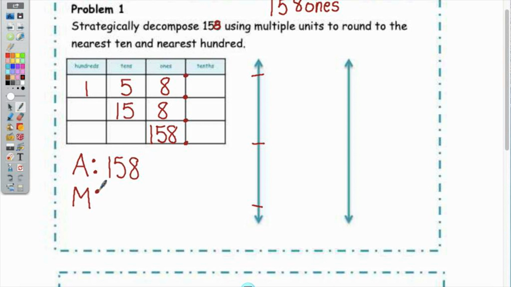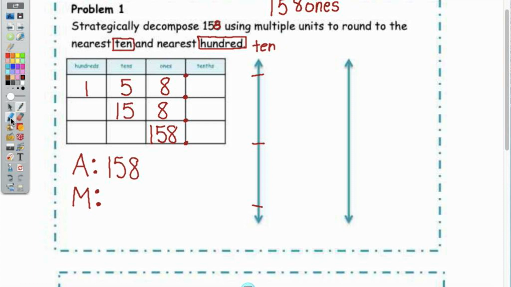Then underneath the A, you're going to write an M, because the midpoint is going to help us. I'm going to show you how that works. So just write an M and we'll come back to that. The directions say to round it to the nearest 10 and the nearest 100. We're just going to do the nearest 10 for right now. So put the word 10 above the first number line. Okay? We're rounding it to the nearest 10.